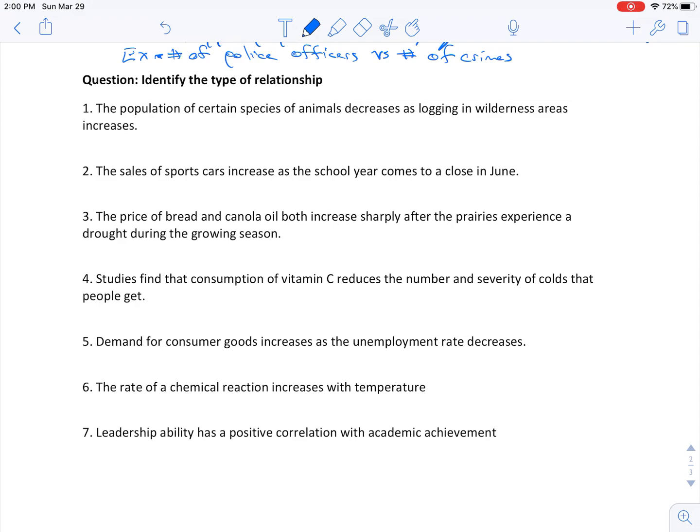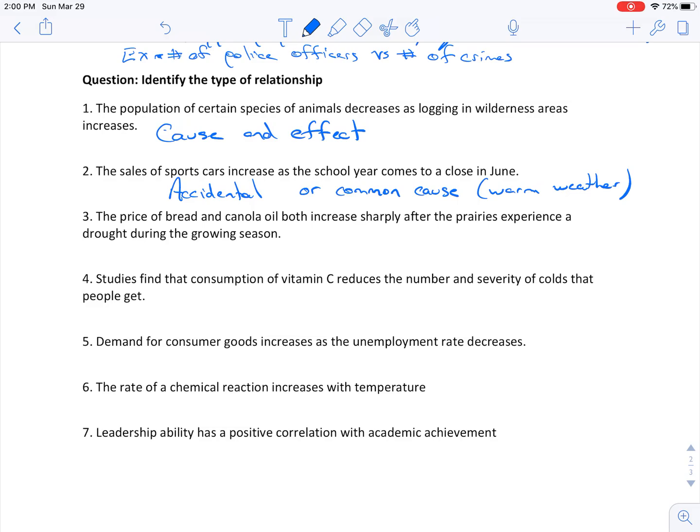So the first one here says the population of certain species of animals decreases as logging in wilderness areas increases. So this would definitely be a cause and effect because there's less habitat. Second one is the sales of sports cars increase as the school year comes to a close in June. This one you could kind of debate a little bit, but there's definitely not going to be a cause and effect, but it could be an accidental, or it's possible there is some sort of common cause, and that could be the warm weather. So you could argue that one. Next one says the price of bread and canola oil both increased sharply after the prairies experienced a common drought during the growing season. So this is an example of a common cause, which is the drought.